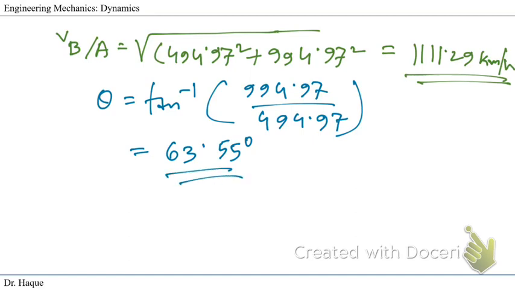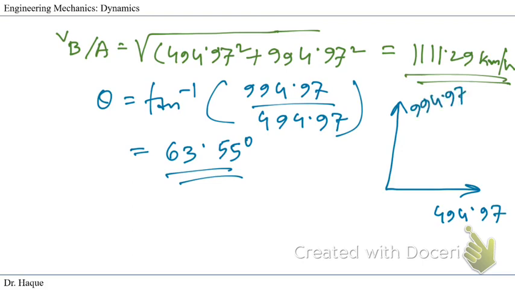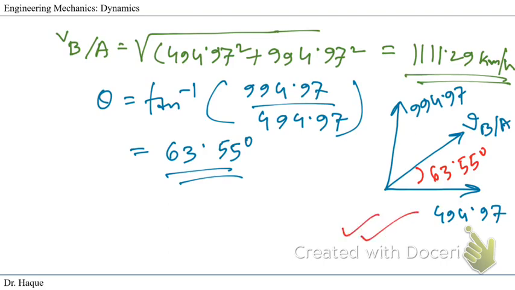So how do we represent that? Since our x component and y component were both positive, we'll have the x component in this direction, which is 494.97, and the y component in the y direction, which is also positive, 994.97. Now we have the relative velocity V of B over A, and then the angle is 63.55 degrees. So this is our first part of the problem.